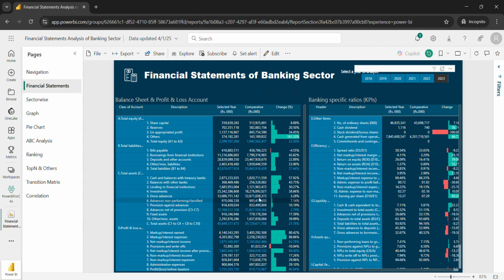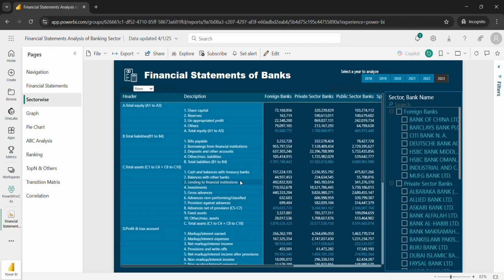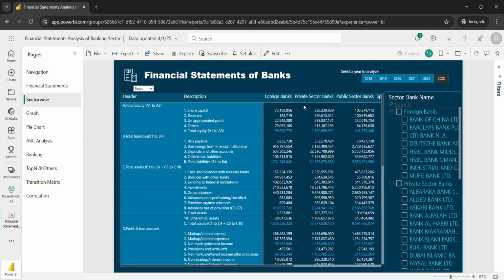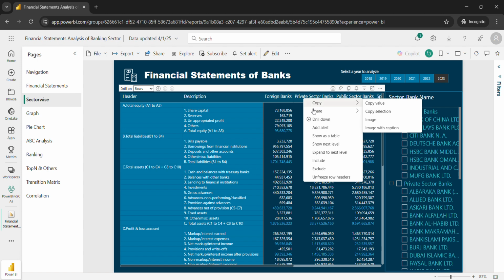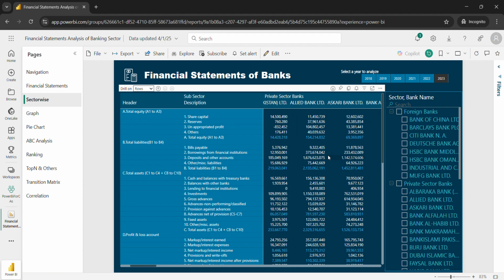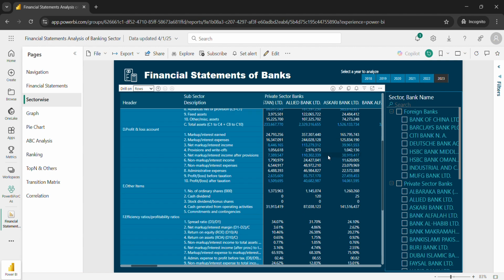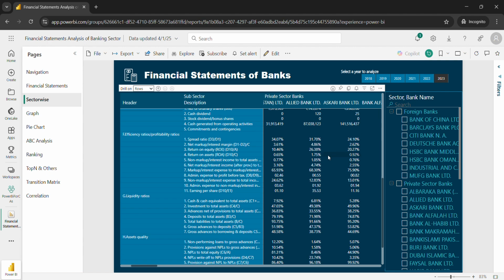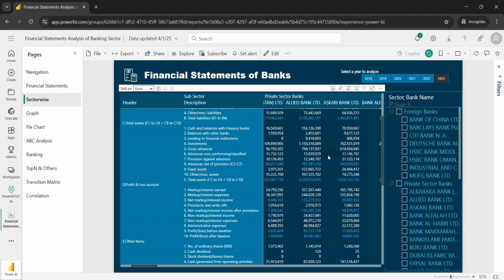Okay, so we also have sector-wise information. We've broken down the entire financial statements into sectors: the public sector banks, the private sector banks, foreign banks, and specialized banks. So for example, if we open private sector banks and drill down, we have all the banks, and we have consolidated both the KPI portion as well as the financial statements into one format.